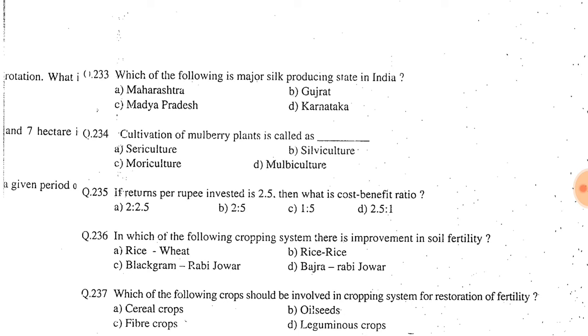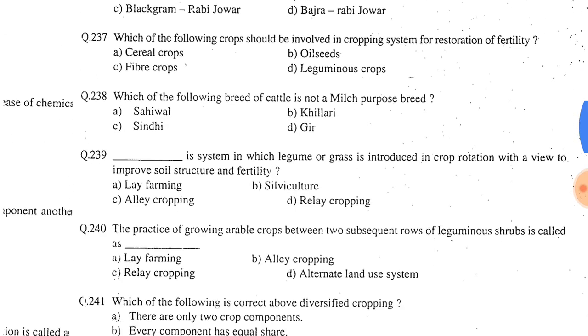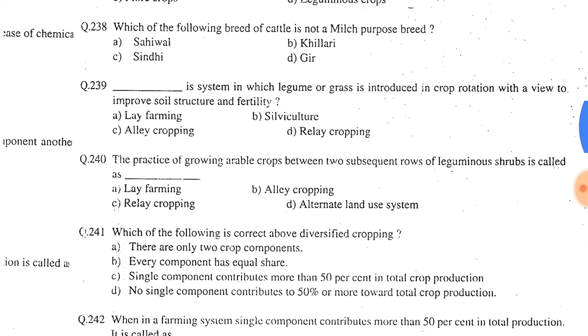236. In which of the following cropping systems is there improvement in soil fertility? Black gram, rabi jowar. 237. Which of the following crops should be involved in a cropping system for restoration of fertility? Leguminous crop. 238. Which of the following breeds of cattle is not a milch purpose breed? Gir.